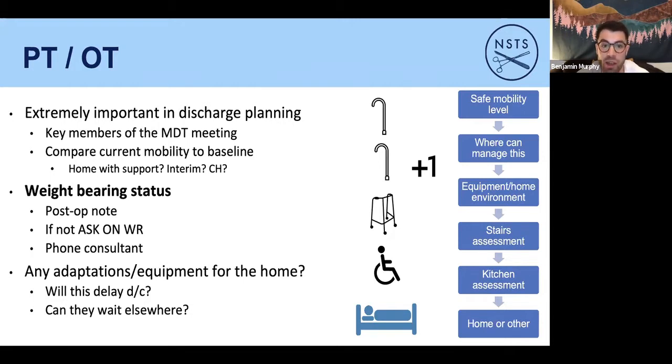And generally, in most hospitals, they'll have a way of grading mobility. So it's usually independent, stick +1, +2, and then Zimmer +1, +2, wheelchair or bedbound.